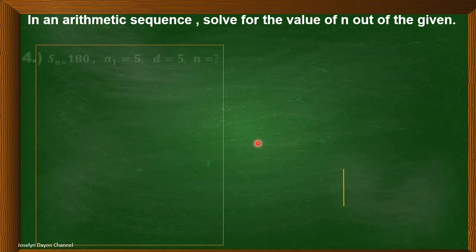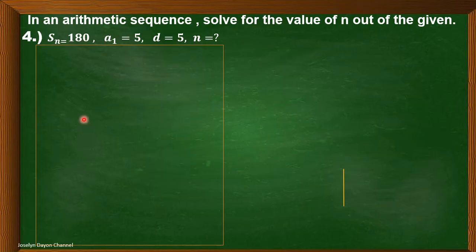Now let's have the fourth example. This is the same example as example number 3. The given are S sub n is equal to 180, a sub 1 or the first term equals 5, common difference 5, and still we are asked to find the value of n. We still have to make use of the second formula in finding the sum of the first n terms. So we have S sub n equals n over 2 times the quantity of 2 a sub 1 plus quantity of n minus 1 times d.